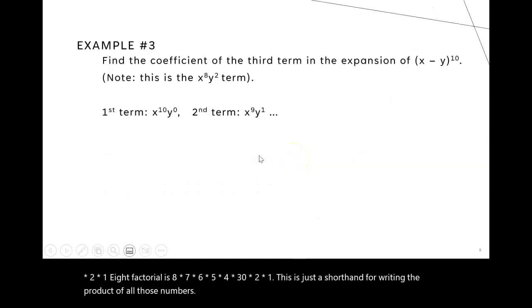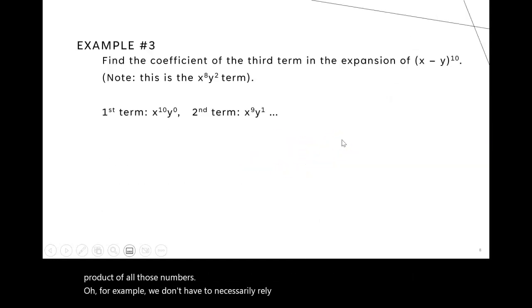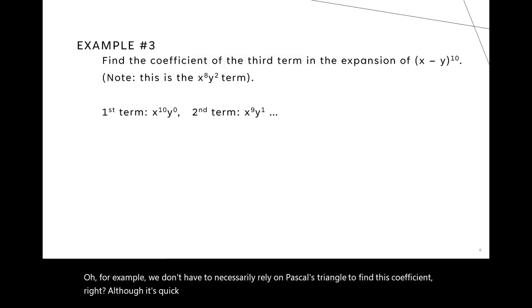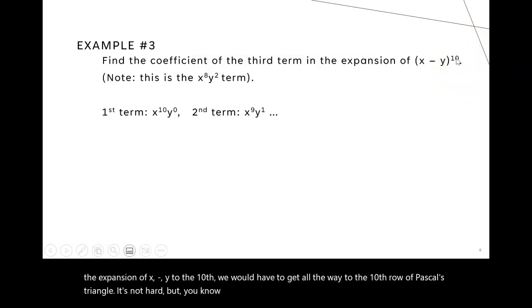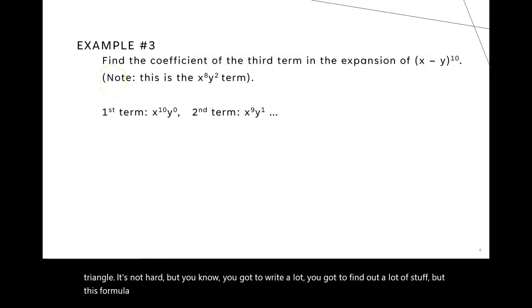So, for example, we don't have to necessarily rely on Pascal's triangle to find this coefficient, although it's quick. If we wanted to find something like the coefficient of the third term of the expansion of (x minus y)^10, we would have to get all the way to the 10th row of Pascal's triangle. It's not hard, but you got to write a lot. You got to find out a lot of stuff. But this formula is actually an even faster way of doing this.